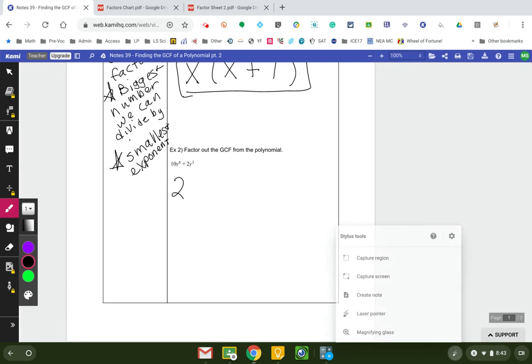Now, we also have letters in both things, so we can't forget those. Remember, it's the smallest exponent. Okay, commit that to memory. Biggest number, smallest exponent. In this case, the smallest exponent was y to the 3rd. Okay, now this is where it's going to get tricky for some of you on dividing, right?